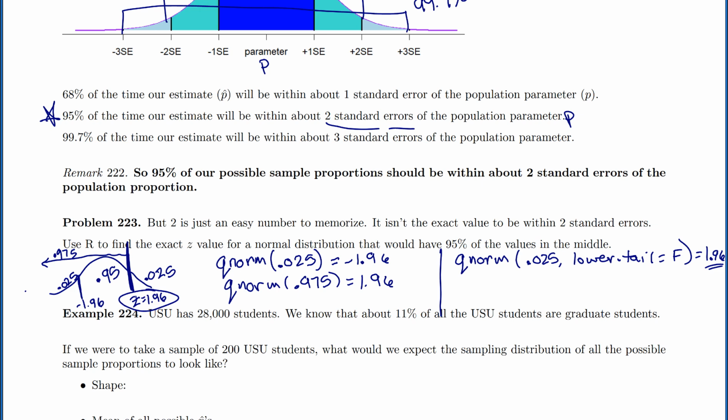So instead of saying that 95% of the time our estimate is within 2 standard errors, because that was easy to memorize, technically we'd have to say 95% of the time our estimate should be within 1.96 standard errors of the population parameter.